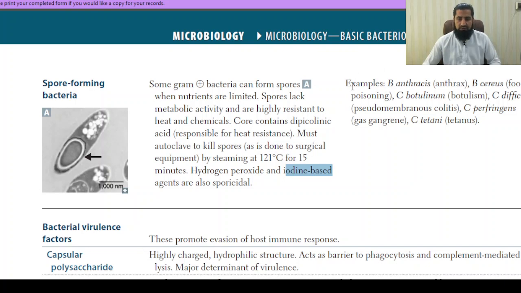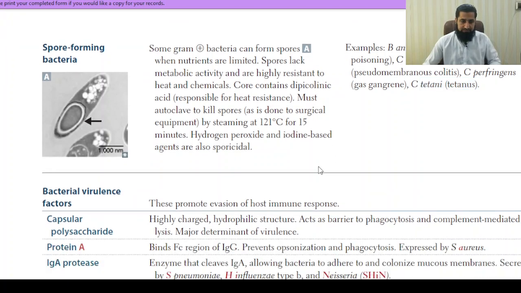Examples of spore forming bacteria are B. anthracis, which causes anthrax; B. cereus, food poisoning; Clostridium botulinum, toxin; Clostridium difficile, pseudomembranous colitis; Clostridium perfringens, also called gas gangrene; and Clostridium tetani, which causes tetanus.